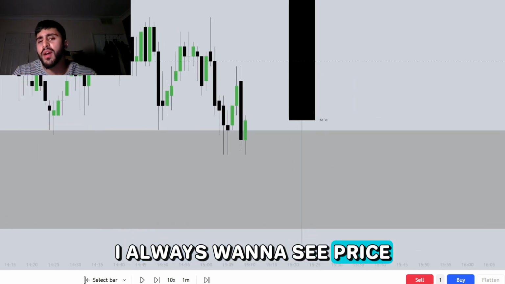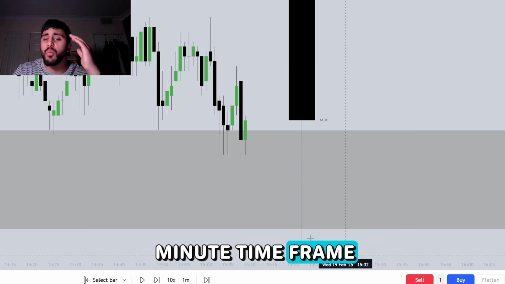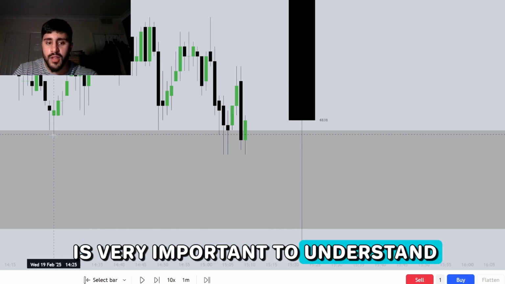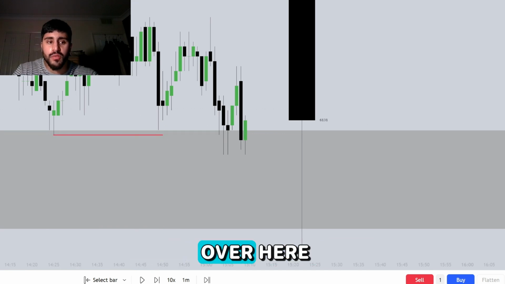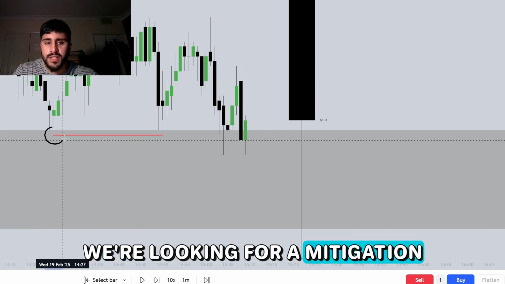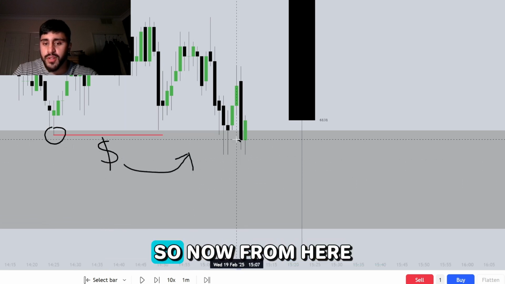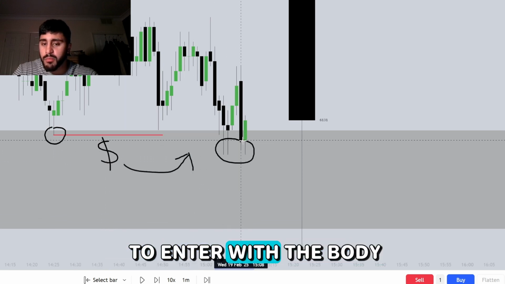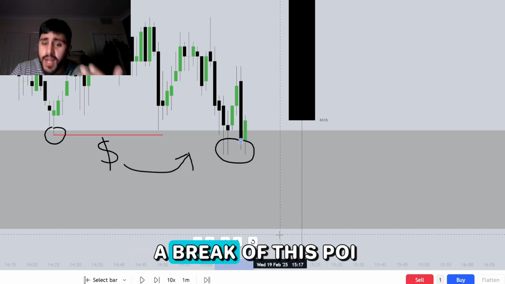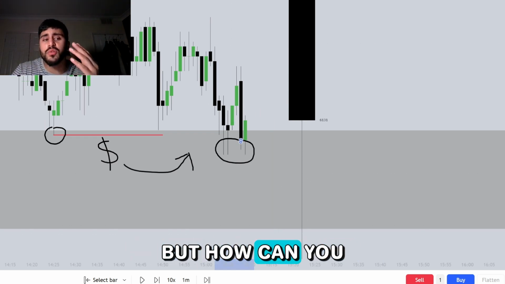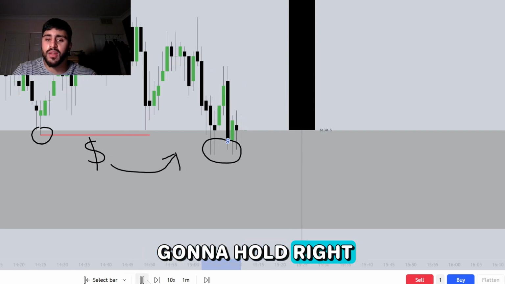I always want to see price enter on the 1-minute time frame with a body. This is very important to understand. Notice how we have some equal lows over here. This is kind of step one. So we're looking for a mitigation and a sweep of liquidity. We get that just over here, right? Now from here, we can see price entered with a body, and we're looking for a break of this POI. But how can you confirm that this POI is actually going to hold, right?